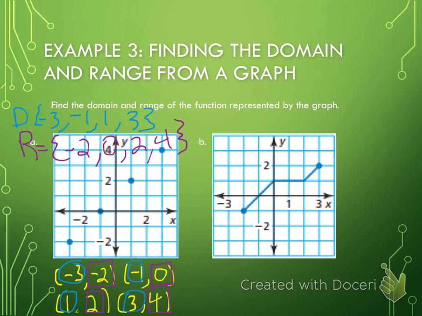We're trying to figure out the x values and the y values represented by the graph. Now the domain, like we said, is going to be the x values. So the domain is going to go from here to here. This is going to be the domain. And then the values for the range are going to be the lowest values here and the highest. This is going to be your range.